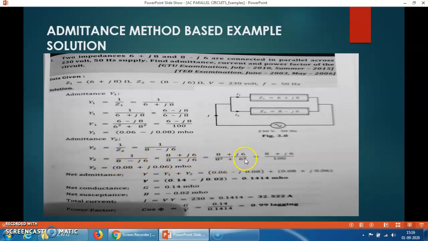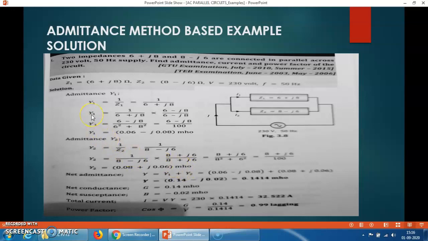So 8 square plus 6 square, as j square is equal to minus 1. So minus minus plus sign is there. So 8 divided by 100, you will get 0.08, and 6 divided by 100, you will get 0.06, and the unit is the mho.